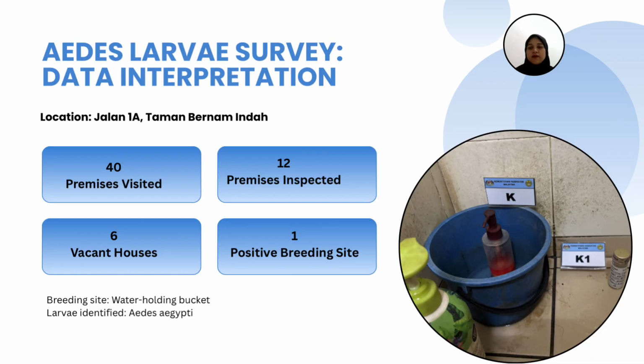Next, I would like to present the findings from the Aedes larva survey conducted at Jalan 1A, Taman Bernam Indah. A total of 40 premises were visited and 12 premises were inspected for potential mosquito breeding sites. Among these, 6 were identified as vacant houses. One positive breeding site was detected in a water holding bucket. The larvae collected from the site were examined and identified as Aedes aegypti. This finding demonstrates the importance of conducting thorough inspection because even a simple water holding container such as a bucket can provide a suitable breeding site for Aedes mosquito.